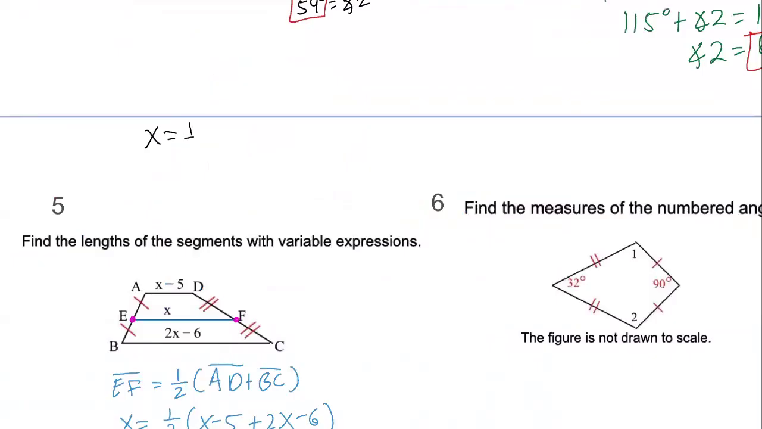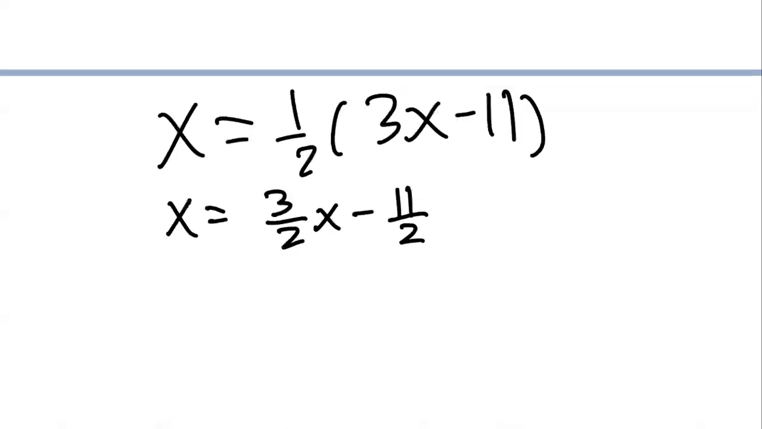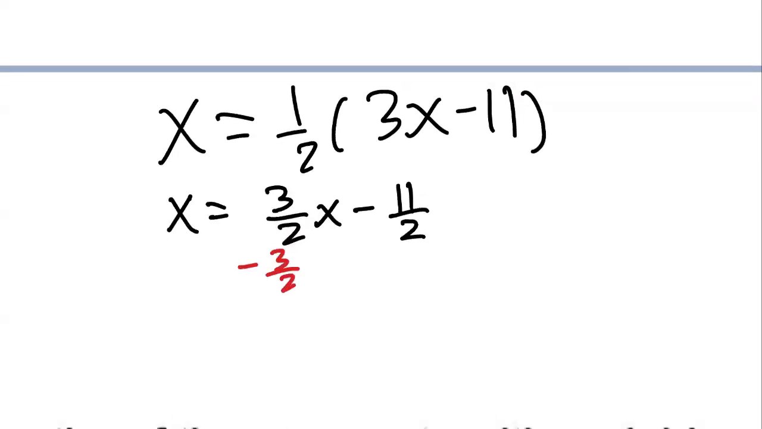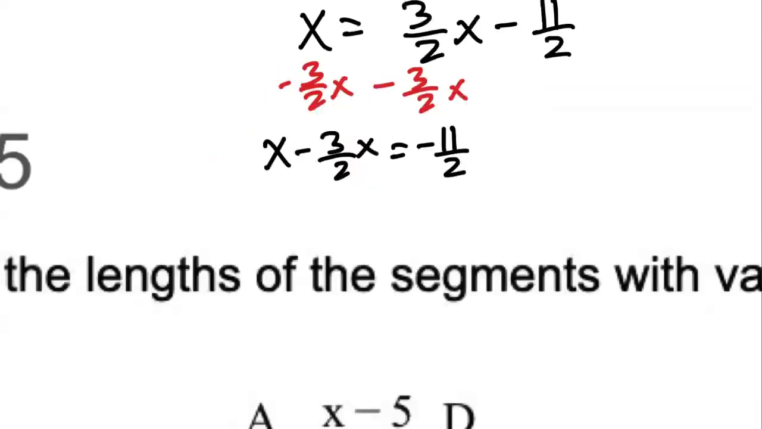x equals 1/2 times 3x minus 11. If you actually do distribution, which you can, you'll get x equals 3/2 x minus 11 halves. Do not write it as a decimal because that will just make things uglier. Just keep it as a fraction. So we're just solving for x. That means I'm going to subtract 3/2 x from both sides. So x minus 3/2 x equals negative 11/2.